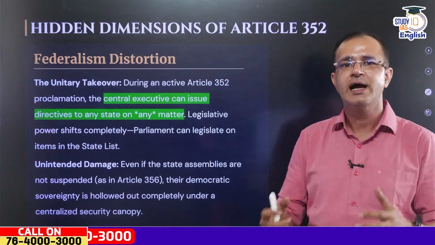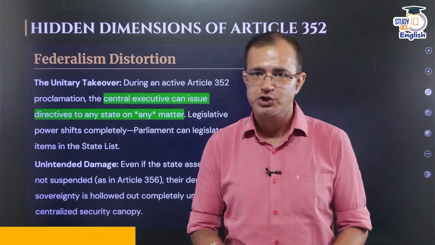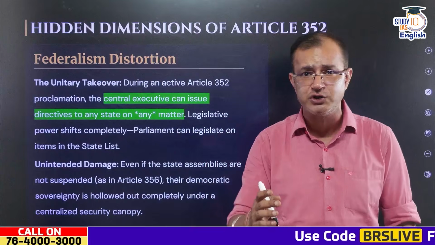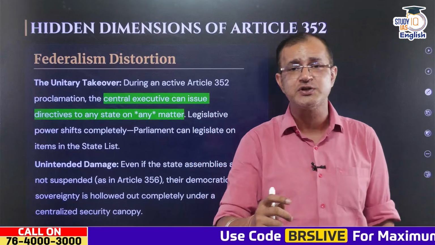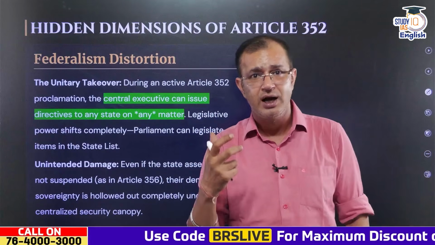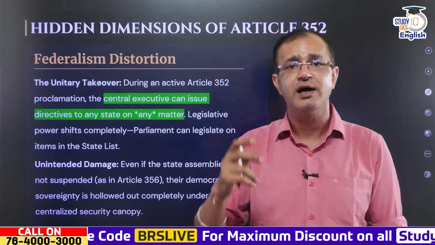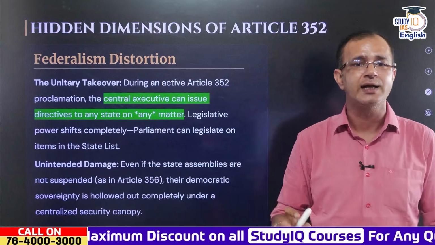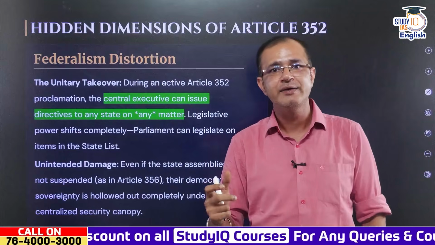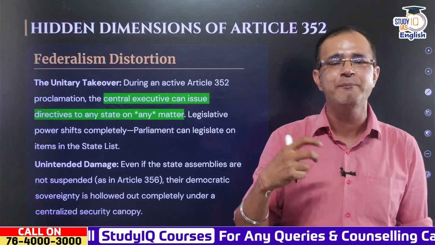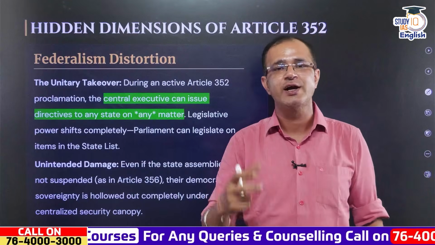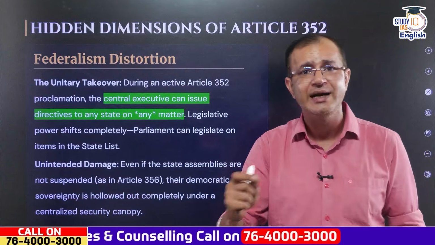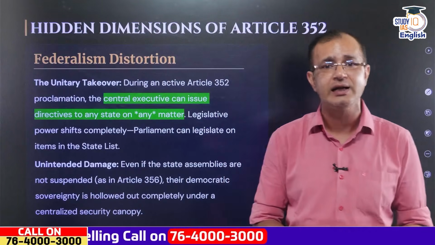The first one is the federalism distortion. Although India is a federal state where we have a clear demarcation of the powers of the center and the states, which is given under the Seventh Schedule, that actually provides different lists which list out the powers of both the governments. But ultimately, when an emergency is imposed, there is a unitary takeover, and that is why the complete federal structure of India is not completely federal, but quasi-federal in nature.